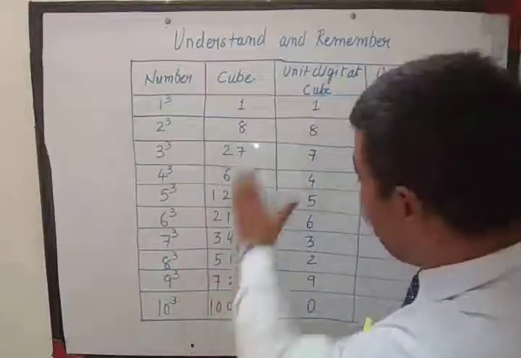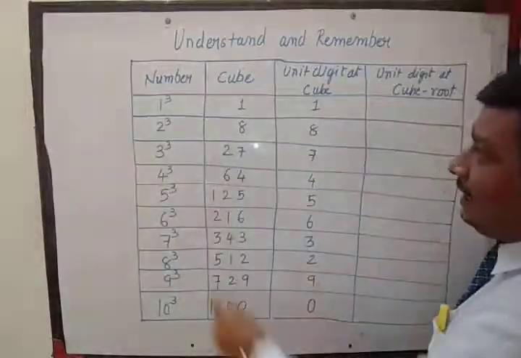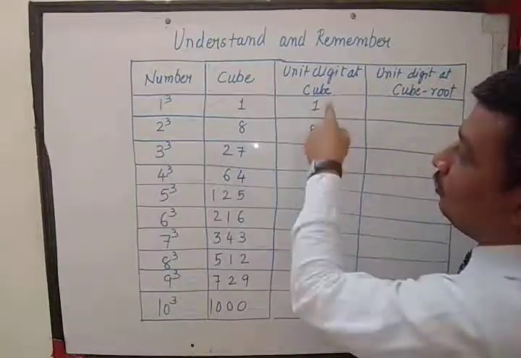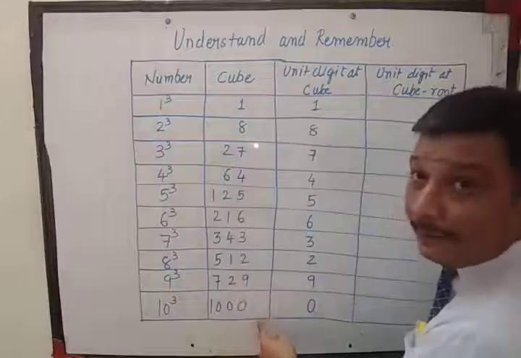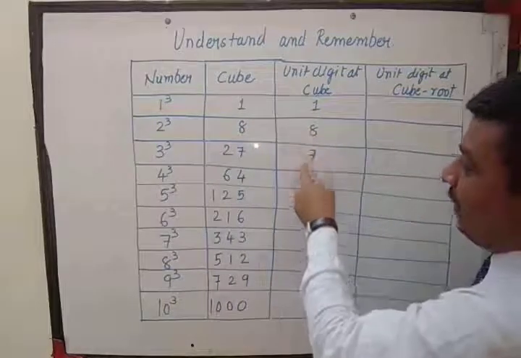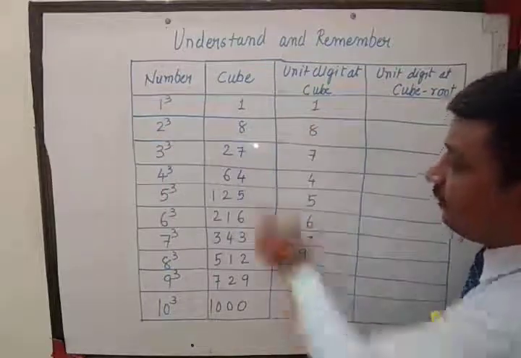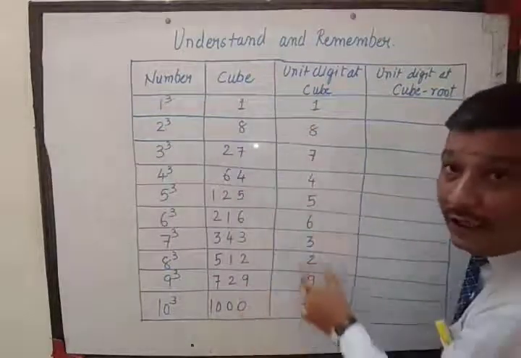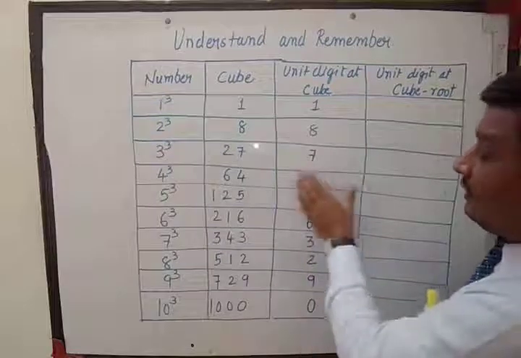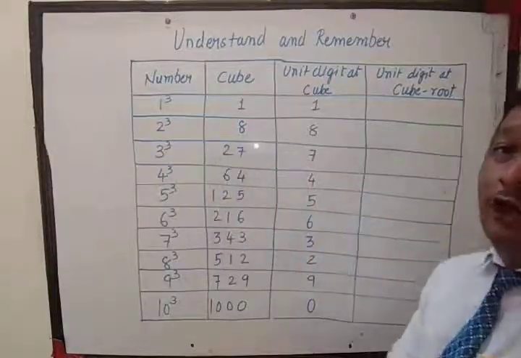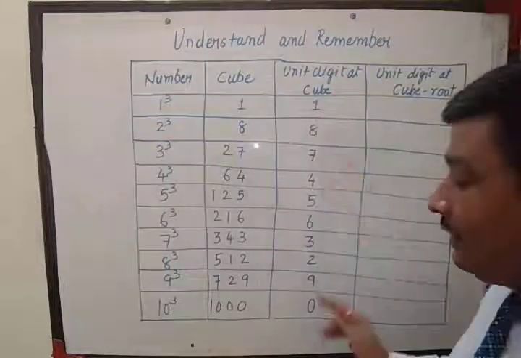Now, from that what we understand and remember is that first of all we find the unit digit of the cube. So, सब में से unit digit निकाल दिया. So, it will be 1, 8, 7, 4, 5, 6, 3, 2, 9 or 0. Unit place digit of the cube. ये सारे cubes के unit digit हैं. So, from this we will find out what will be the unit place of the cube root of these particular digits.